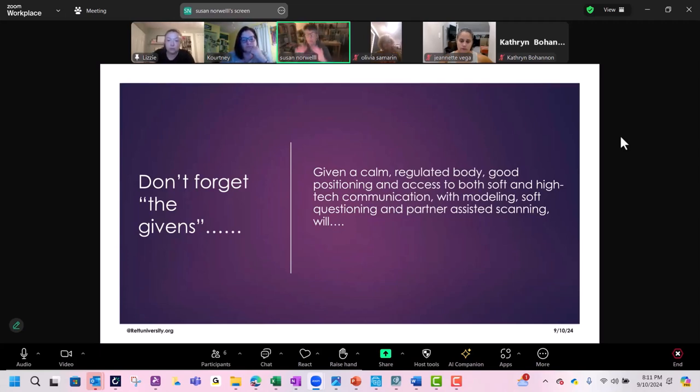Right. So this is kind of like our standard boilerplate, a given. Given a calm, regulated body, good positioning, and access to both soft and high-tech communication with modeling, soft questioning, and partner-assisted scanning, child will. Boom. What is it that you want them to do? And so it seems like a lot, and maybe in certain situations, like I wouldn't do book reading with modeling because they're doing the reading. So I might leave something out, but if I'm expecting them to be having a discussion with or communicating with a partner with their device, I would have that all in there.